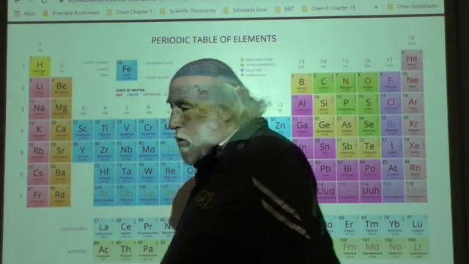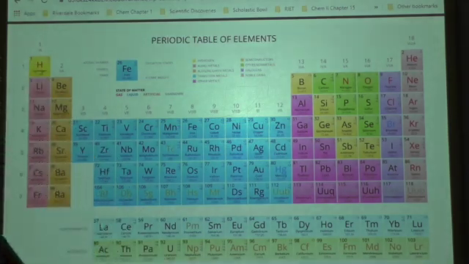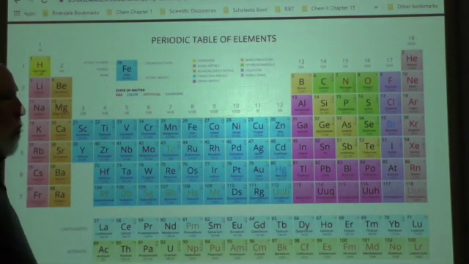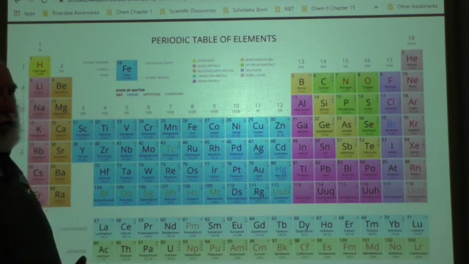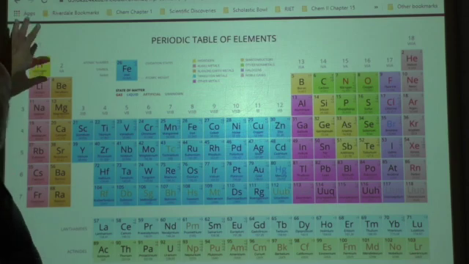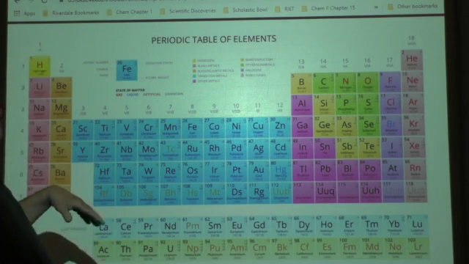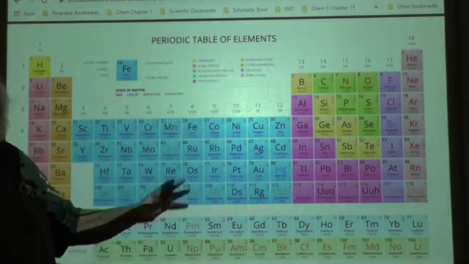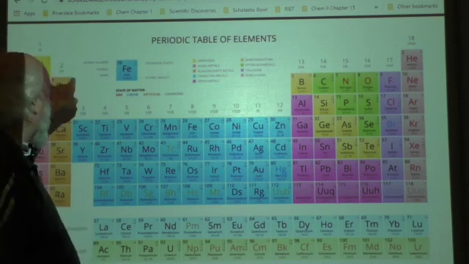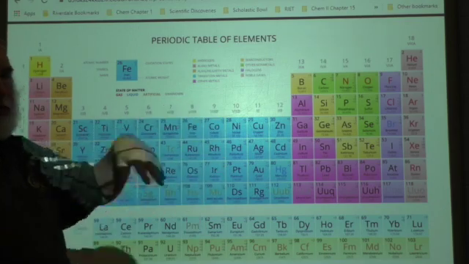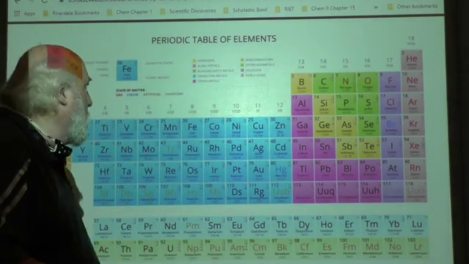But there are specific ways of identifying where an element is in relation to two things. One, what number column is it found in? Now you'll notice that there are two sets of numbers. One is in what we call Arabic numbers: 1, 2, 3, 4, 5, 6, 7.